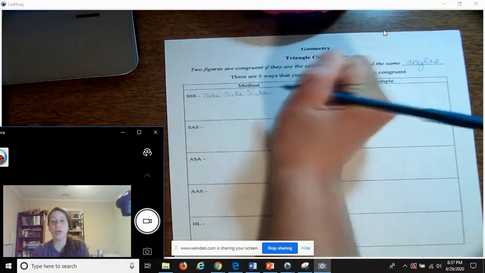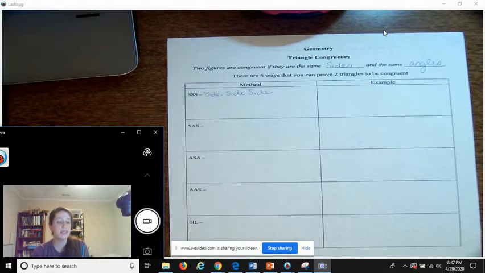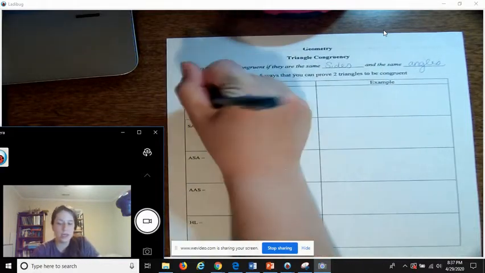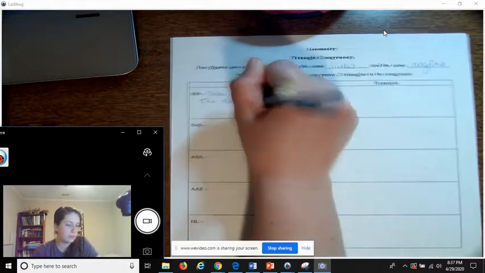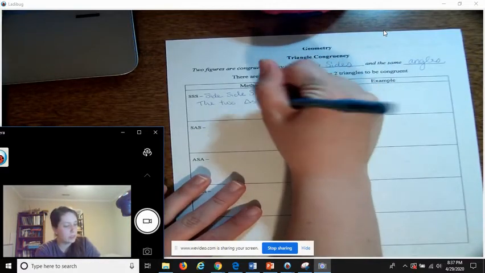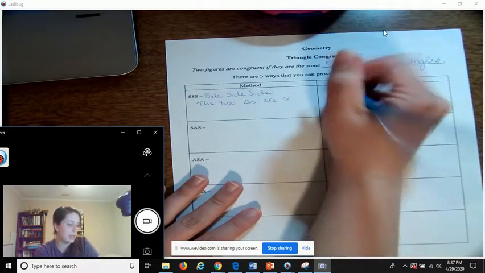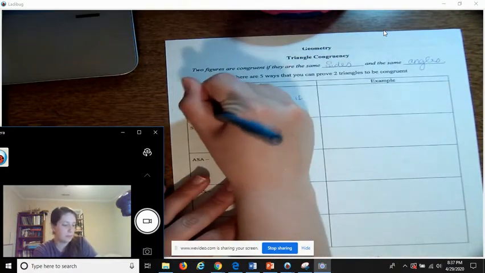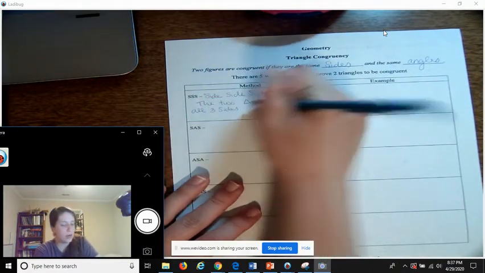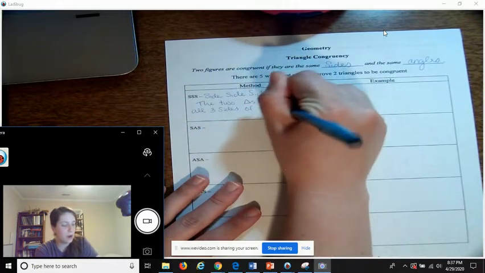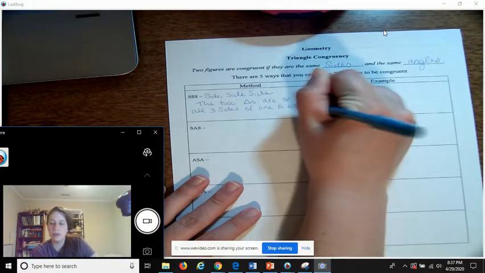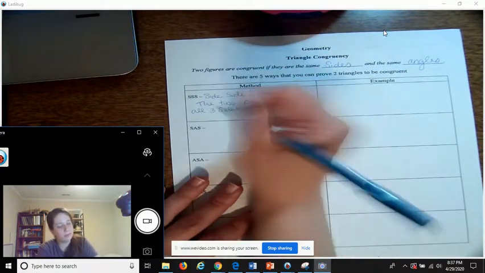Okay, so if you have two triangles with all the same side lengths, there's only one way to stick that together. Maybe one is a rotation or a reflection of another, but there's only one way to stick all 3 of those sticks together, okay? So the two triangles are congruent. I'm going to use this symbol, congruent. If all 3 sides of one triangle are congruent to all 3 sides of another triangle.